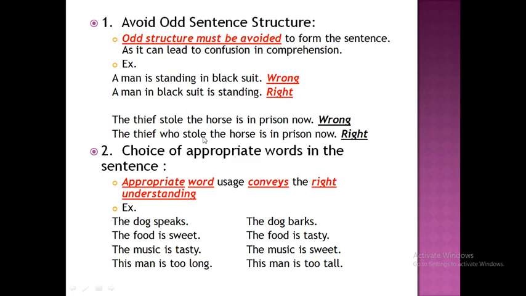We are moving ahead to the second point, choice of appropriate words in the sentence. It is very much important to give clarity to all the sentences. We should use appropriate words properly in the sentence formation. Like for an example, the dogs speak. Yes, obvious. This is quite obvious. Speaking is a way which we adopt to communicate something, and dogs adopt to communicate something.